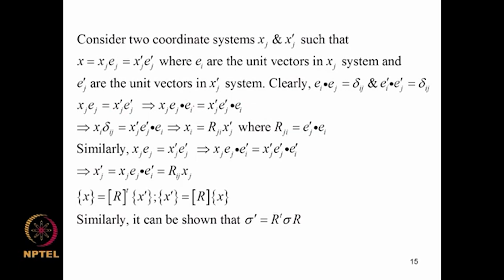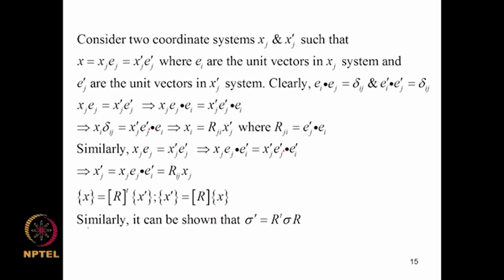I will dot product with e_i and I get this, and from this I denote e_j prime dot e_i as R_ji, and this gives me the relationship between x_i and x_j prime. And similarly, I consider this equation and again do another dot product, this time with e_i prime, I get this relation. So, from this analysis we get that x is R transpose x prime and x prime is R x. So, this is how a vector undergoes transformation due to coordinate transformation.